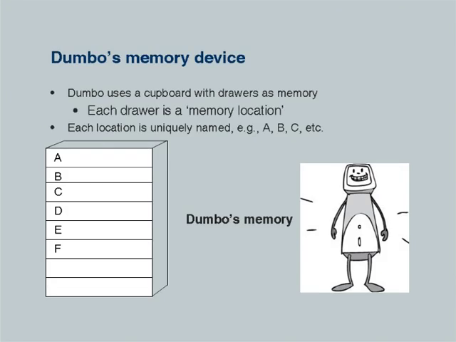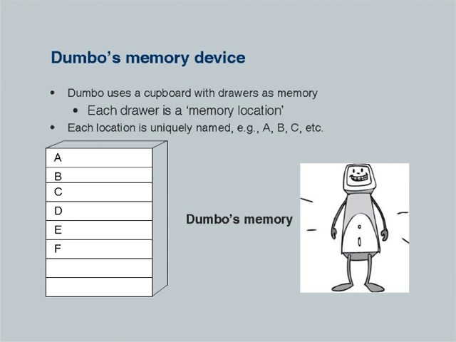So therefore, he requires something else, much like we have notebooks, books, registers, whatever. So we will model a gadget for Mr. Dumbo to remember things. We'll use a cupboard with different drawers. The drawers will work as memory. Each drawer is a memory location. So Dumbo's memory, see, he is now laughing because he can remember things, provided they are kept in these drawers.